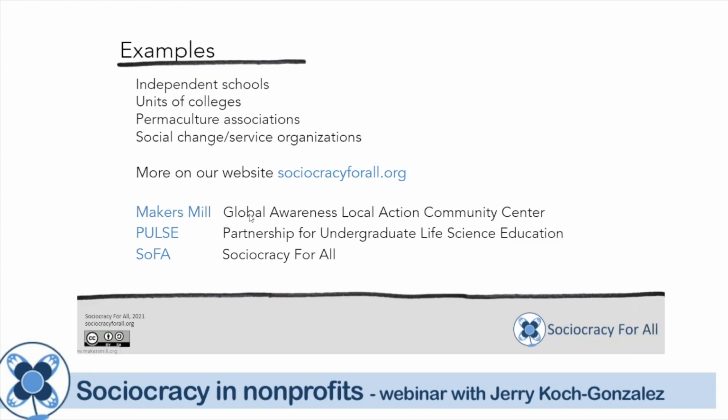Maker's Mill, which is a makerspace community center in a town in New Hampshire, US. Pulse, which is the Partnership for Undergraduate Life Science Education. It's an association of university deans and professors, again, also in the United States, and we're going to look at Sociocracy for All itself.